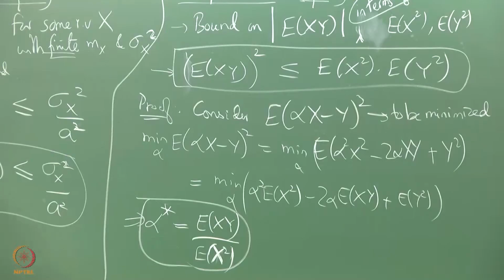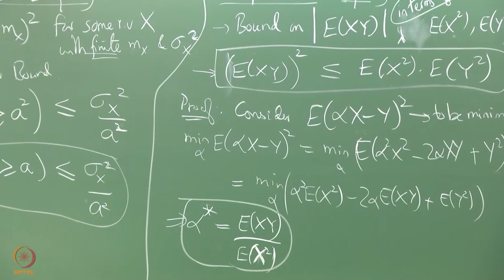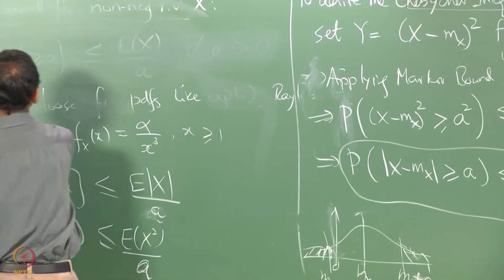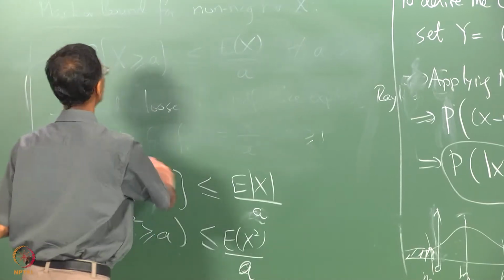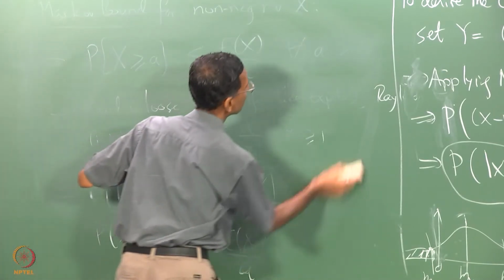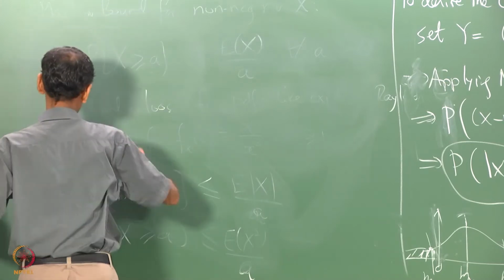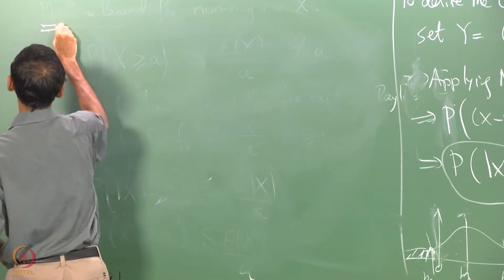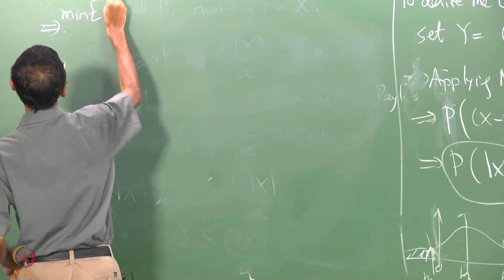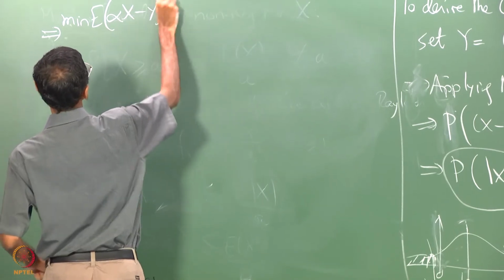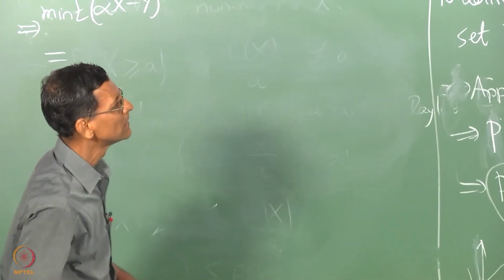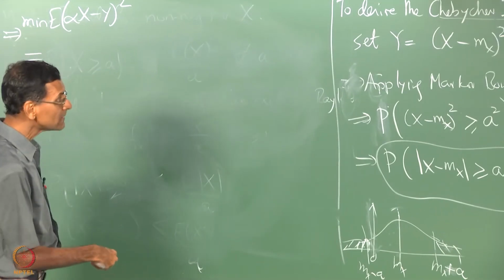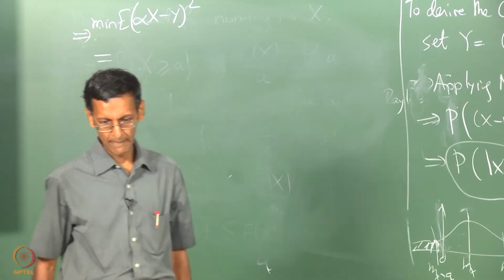Okay, now we substitute that value of alpha back in the minimization, and what do you get if you do that? Please do that while I erase this. This implies what? The minimum value of E of (alpha x minus y) whole squared equals, just simply substitute that value of alpha star. If you do that, what will you get?